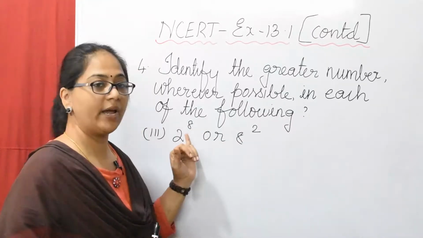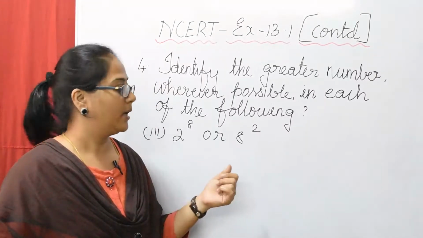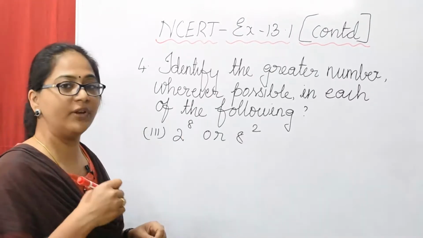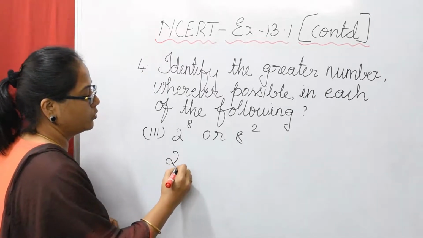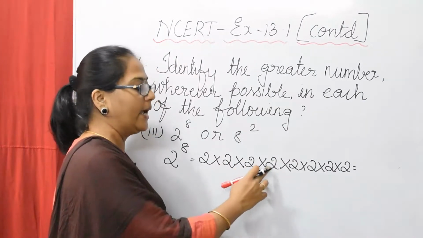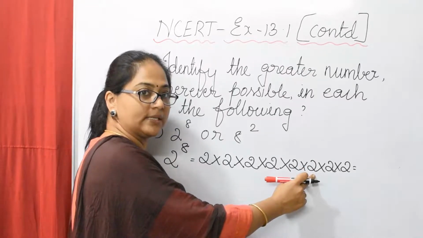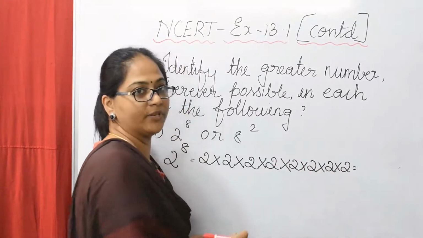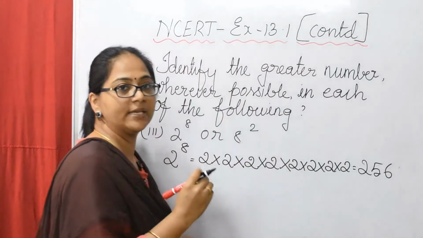2 power 8. What does it mean? 2 is repeated 8 times. 2 is a base number here and 8 is power. So we are going to repeat 2 8 times. 2 2s are 4, 4 2s are 8, 8 2s are 16, 16 2s are 32, 32 2s are 64, 64 2s are 128, 128 2s are 256. So 2 power 8 is equal to 256.